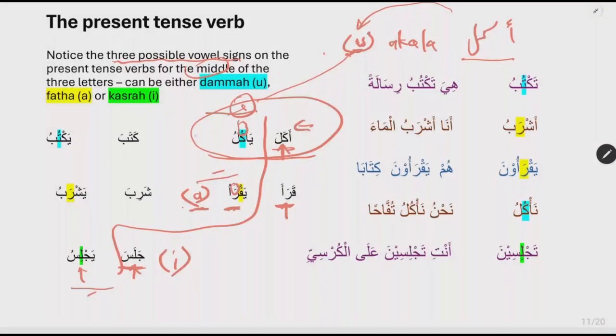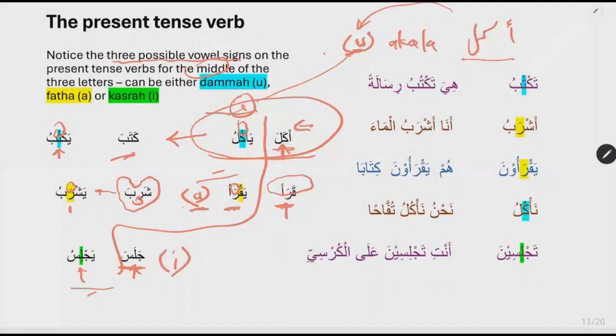Now, here I've given you another example of kataba. Same, it takes yaktubu. Can you see the damma there? And shariba takes yashrabu. Now, look at this one. If you look at this one here, three fathas. This one's got a fatha, kasra, and then a fatha again. Can you see the voweling is different even in the past tense? But the rule here for shariba is that the middle letter takes a fatha.